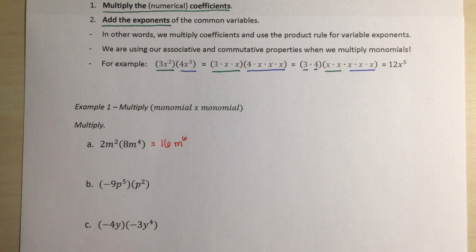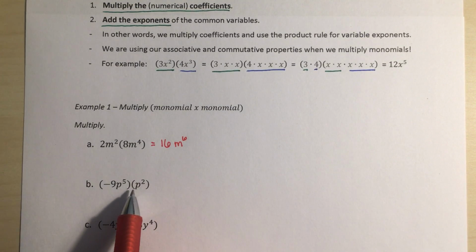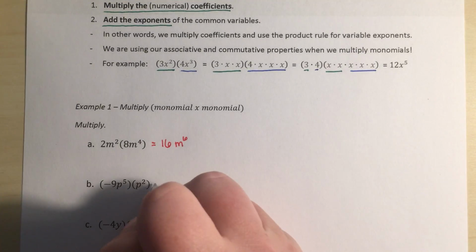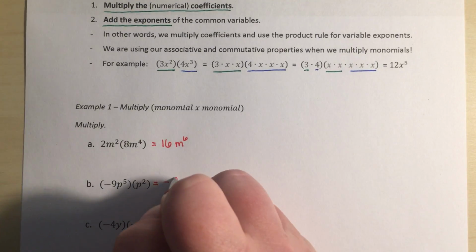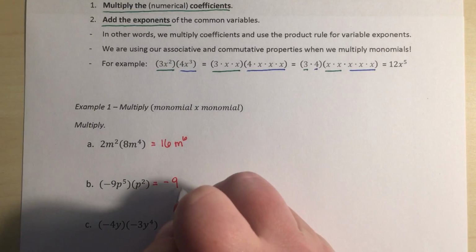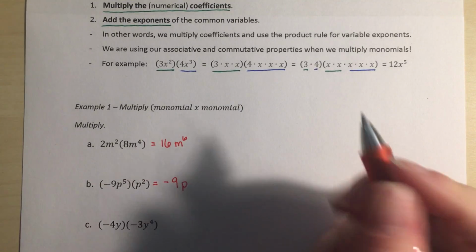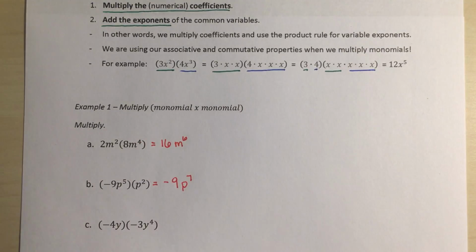For b, we have negative 9p to the 5th times p squared. Right, there's an invisible 1 in front of this p squared. Negative 9 times 1 is still negative 9. And then we're going to add our exponents on our variable. We're going to get p to the 7th power.